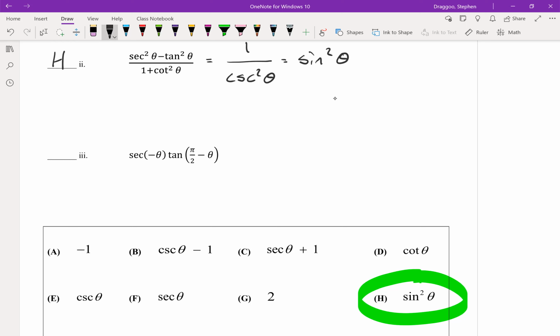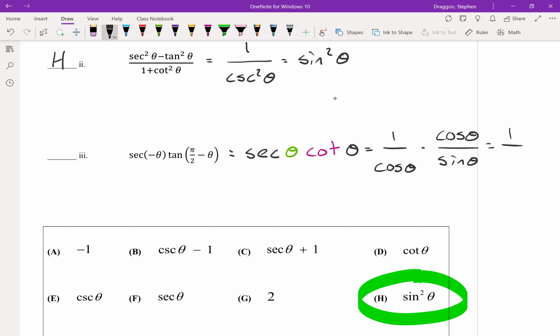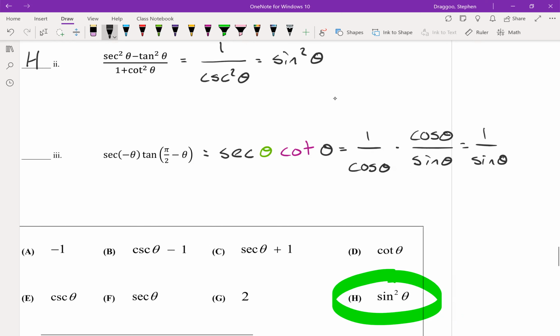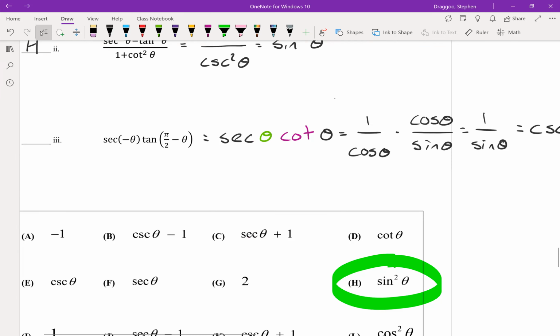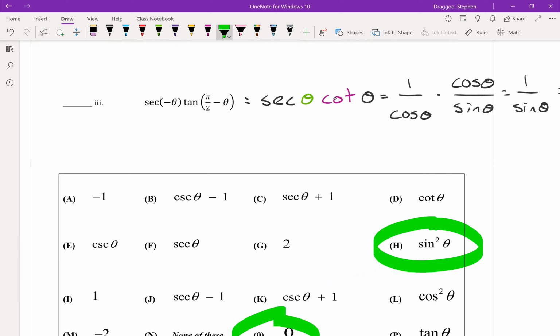And lastly, secant negative theta times tangent pi over 2 minus theta. Secant of negative theta is just secant of theta. Tangent of pi over 2 minus theta is cotangent theta. Since I need a co-function identity, change this all over to sines and cosines. 1 over cosine theta times cosine theta over sine theta becomes 1 over sine theta because those cosines cancel. And I'm left with cosecant theta. So let's go check the box for that. I think that's a simple looking answer. And it is indeed in the box. Option E.